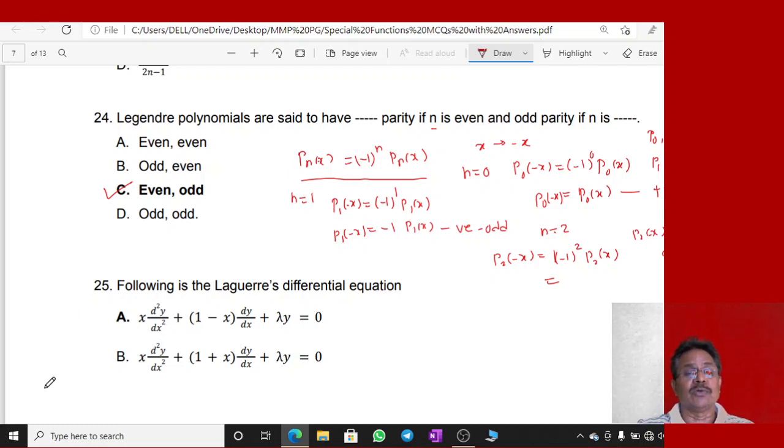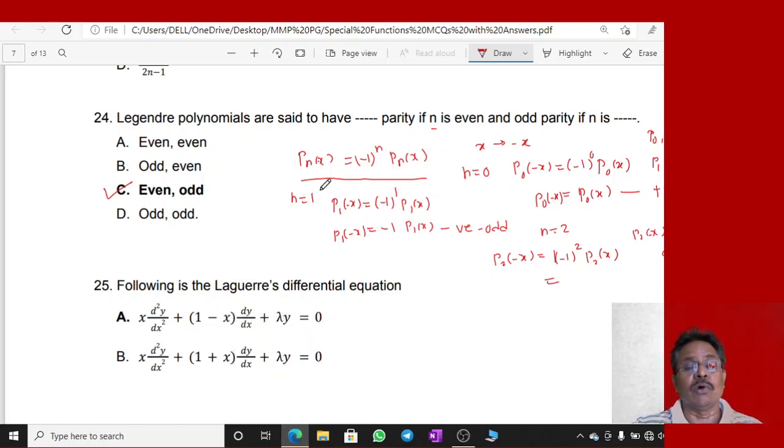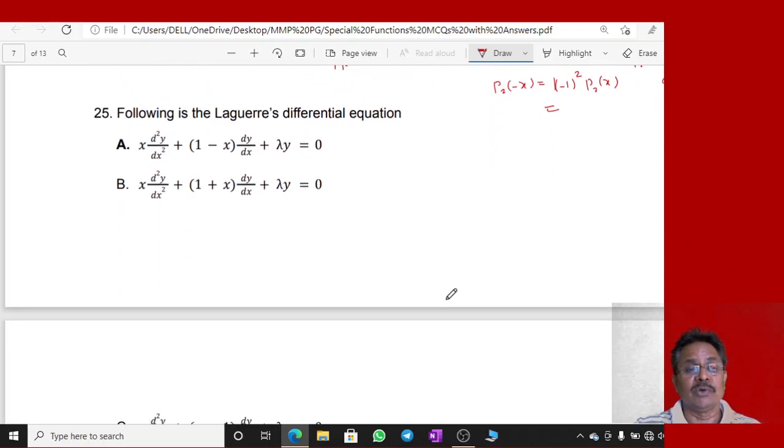So this particular question can be solved from two aspects. Either you can use this property, or you can go for the diagram which we have drawn earlier. Now question number 25. Following is the Lagrange differential equation. Now this is again a standard form of differential equation.